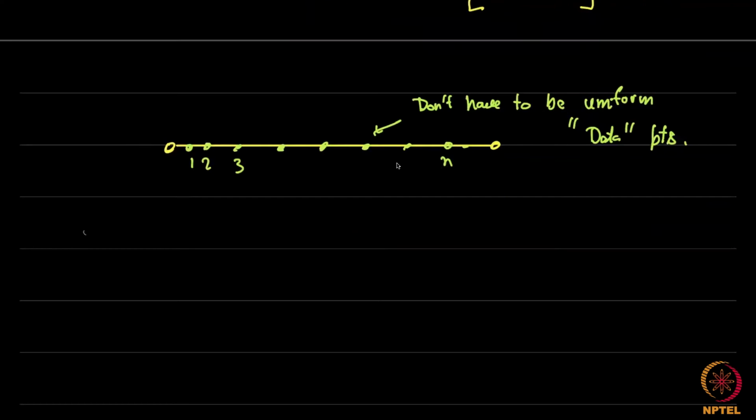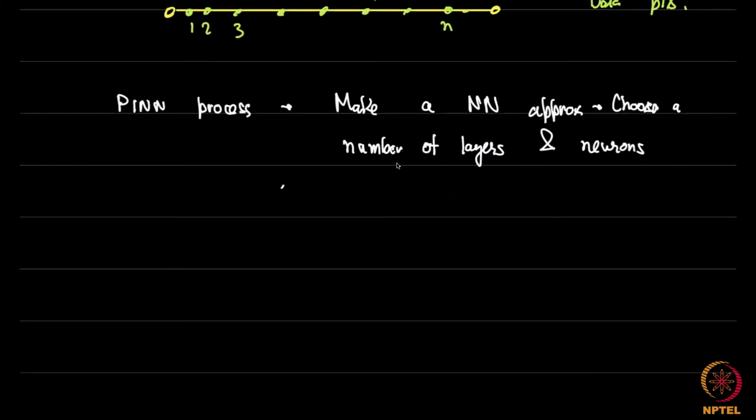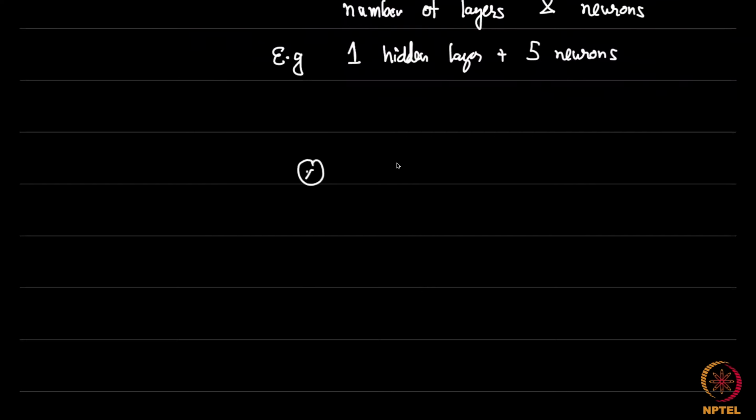The process is to make an NN approximation. What do I mean by make an NN approximation? Let's say I can choose a number of layers and neurons. So let's say for the differential equation that I have shown, I make a simple choice. So for example, I choose one hidden layer plus 5 neurons. If I make that choice, this is what it will look like. X, then 1, 2, 3, 4, 5, and then T.